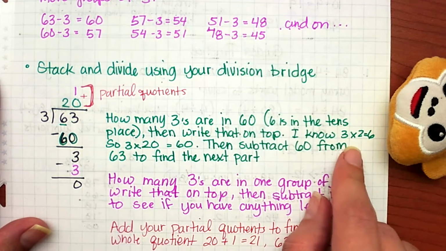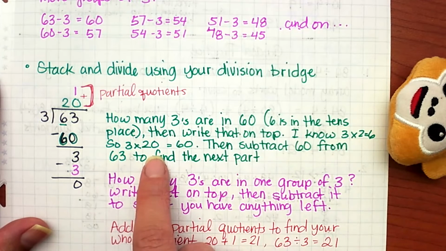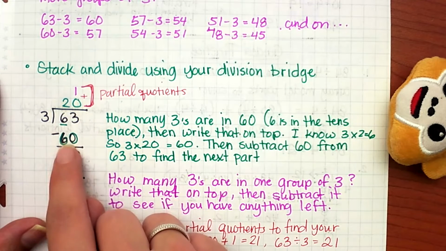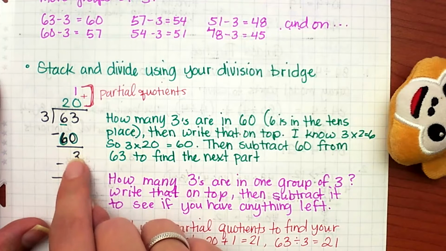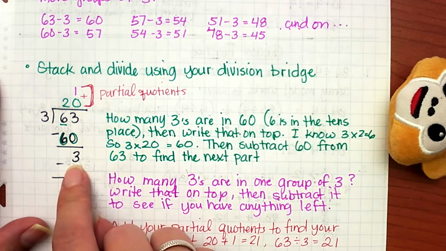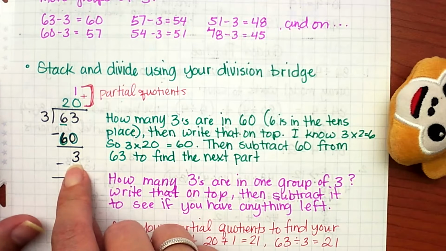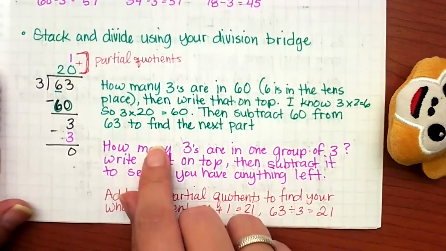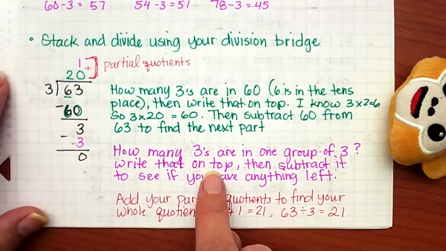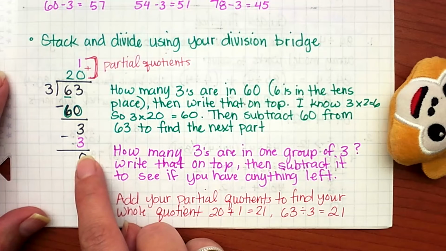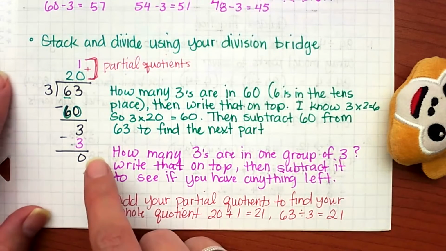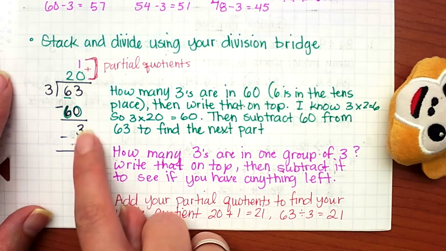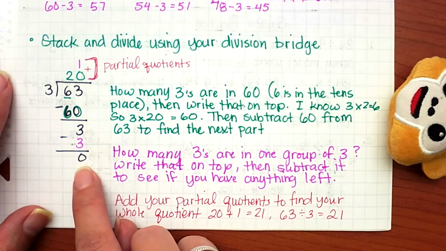I know that 3 times 2 is 6, so 3 times 20 is 60. So I put my 20 on top, that's my partial quotient, and then I subtract that group of 60 to figure out how much I have left over. When I subtract 63 minus 60, I end up with just 3 left over. Next, I have to stop and think, how many 3s are there in one group of 3? I know there's 1, so I'm going to write that on top, and I'm going to subtract off that one group of 3, and I'm going to have nothing left over.